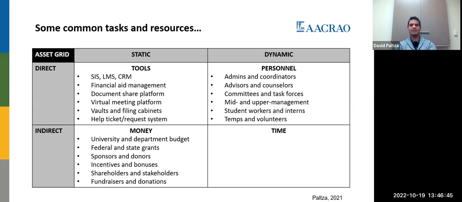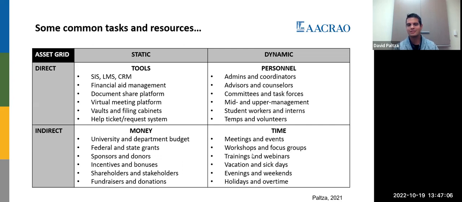So under money, all kinds of money, again, it's just to be mindful. We have budgets, we have grants, we have sponsors, donors, high profile VIPs, incentives and bonuses, shareholders, stakeholders, fundraising, donations. Especially if you're thinking about resources, if you're thinking about outsourcing or insourcing, can this resource be done by our own, or do we need to have a vendor offer their service time as well and not just the product?